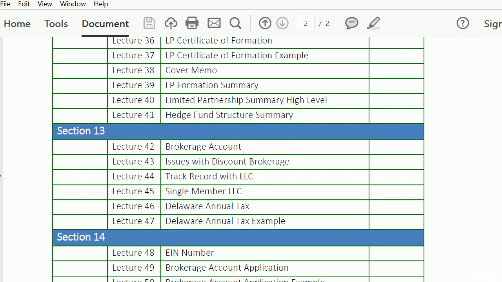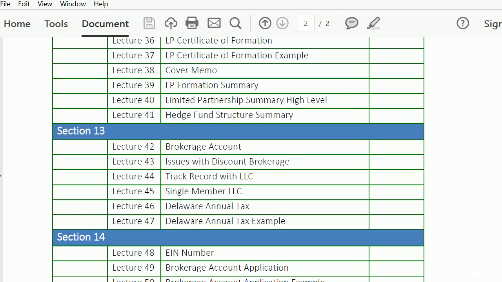Now, after you set up a hedge fund structure, many hedge funds trade through prime brokerages. But many people that might be listening to this course may not have the funds to actually open up a prime brokerage, and you have to trade with discount brokerages. So we'll look at some of the discount brokerages, but we'll also look at some of the issues that might come up by using a hedge fund structure with a discount brokerage.